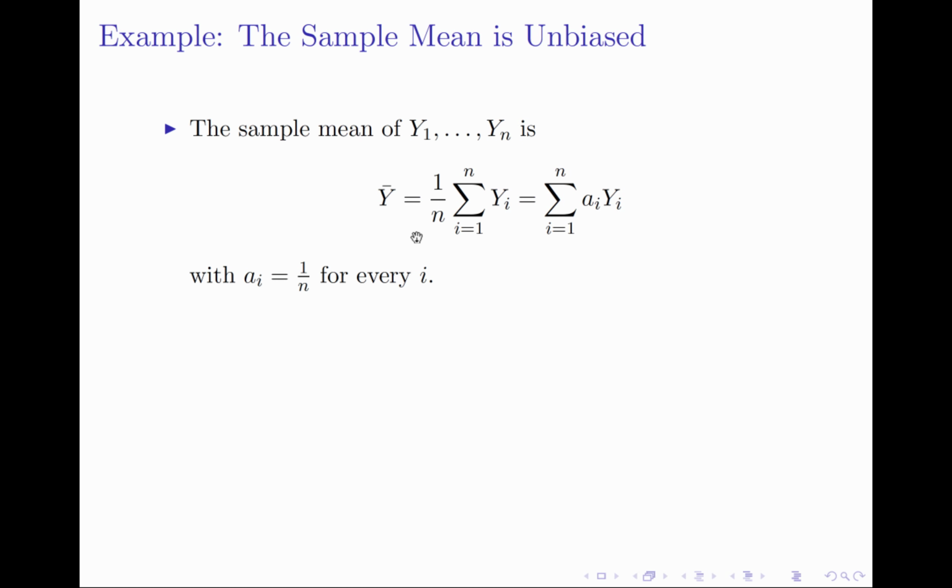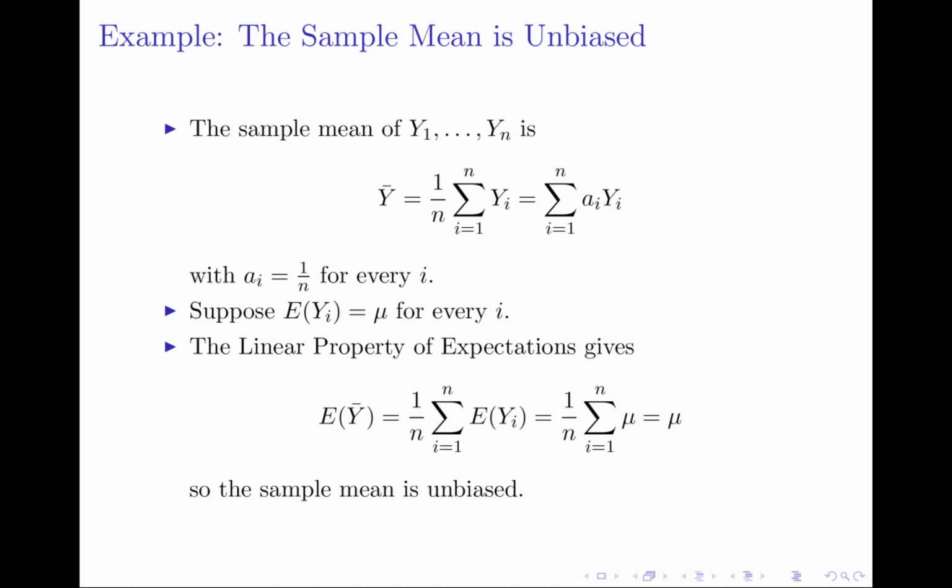And 1 over n is not a random variable. When you're doing statistics, you know what n is. You know what your sample size is. So that's a constant. It's not a random variable. Now, let's suppose that the population mean is indeed constant and equal to mu for every one of these i's. It then follows that the linear property of expectations gives us the unbiasedness of the sample mean.